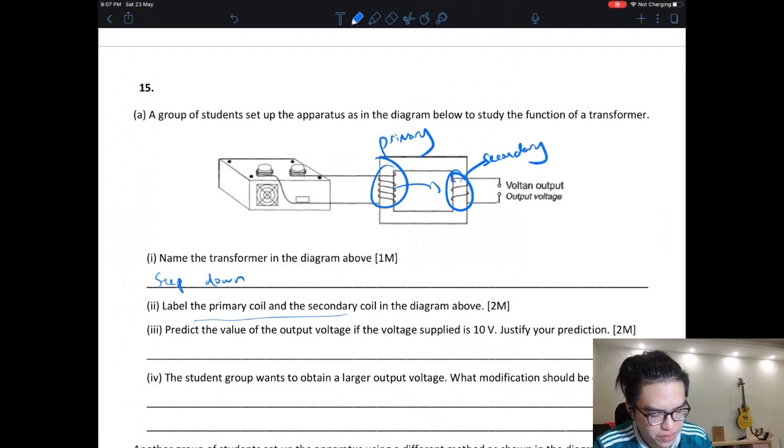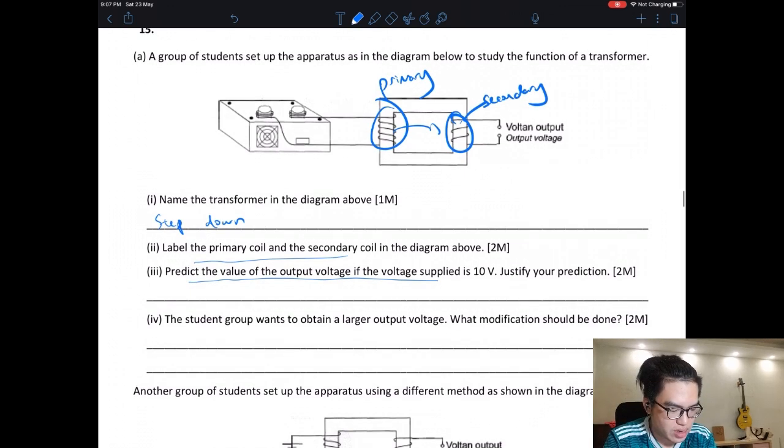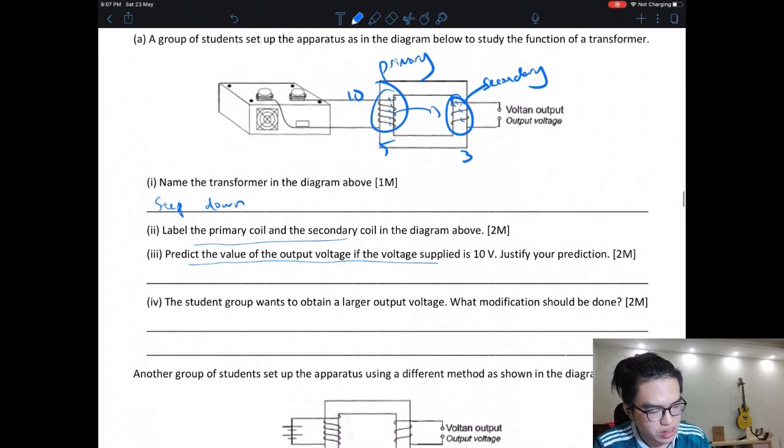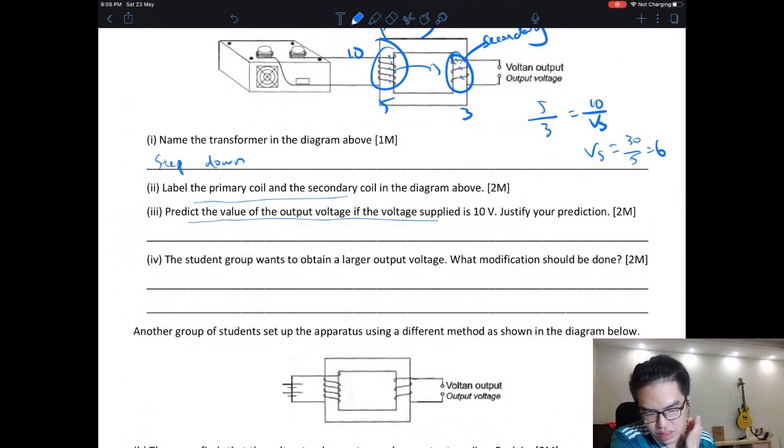Predict the value of output if input supplied is 10. Justify your prediction. So they didn't give turns? Count yourself. So how many turns here? 1, 2, 3, 4, 5. How many here? 1, 2, 3. This is 3. So predict, you just calculate. NP is 5, NS is 3, VP is 10, VS don't know. So VS I should get 30 divided by 5, you get 6. Okay, 6 volt.